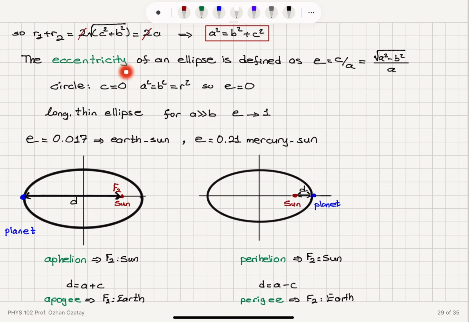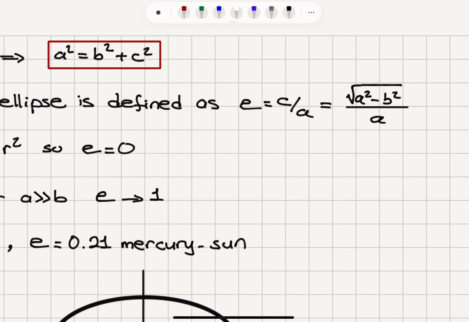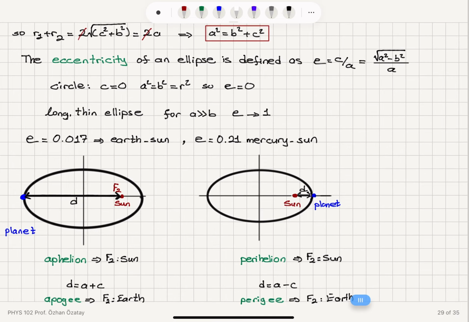The eccentricity of an ellipse is defined as the ratio of the focal length c to the semi-major axis length a. So c, remember, is the square root of a squared minus b squared. So it is the square root of a squared minus b squared, divided by a. That is the eccentricity. For a circle, c is equal to 0. So if c is equal to 0, a squared is equal to b squared, which is equal to r squared. And that gives us an eccentricity of 0.